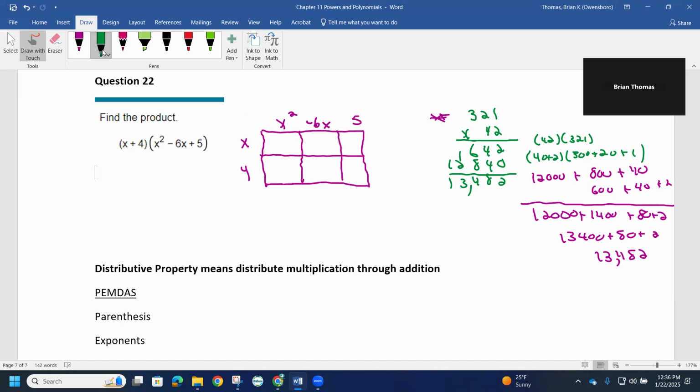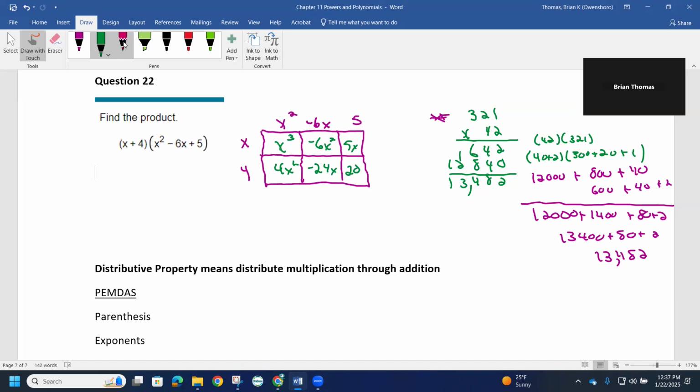So what I can do then is multiply the x through all three pieces, just like we would be doing over here, but just in the form of a box. X times x squared is going to be x cubed. X times negative 6x is going to be negative 6x squared. And x times 5 would be 5x. 4 times x squared would be 4x squared. 4 times negative 6x would be negative 24x. And 4 times 5 would be 20.